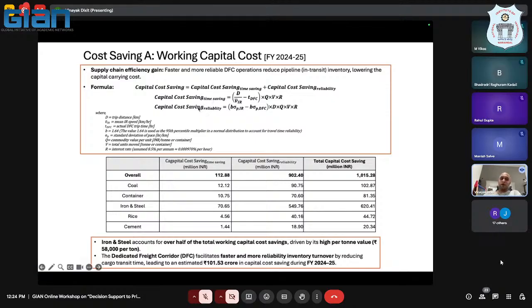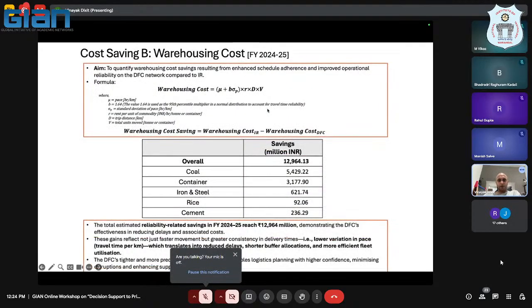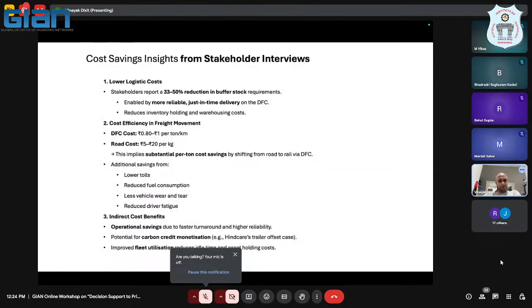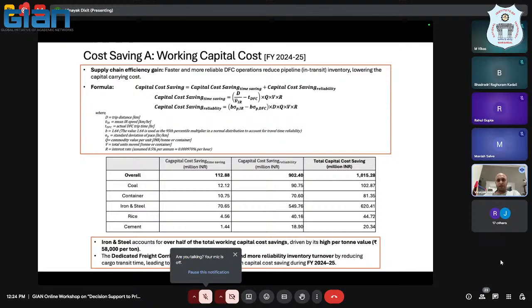Similarly, you can have that for capital cost savings for reliability as well. So that is basically sigma p IR minus sigma p DFC multiplied by distance, because, if you remember, the standard deviation is the standard deviation of pace, so it is hours per kilometer. So I have to convert that into hours. So I multiply that with the trip distance, and then the rest remains the same.